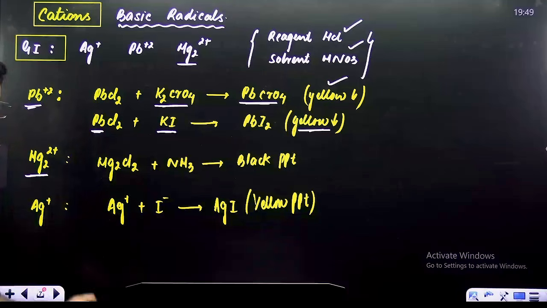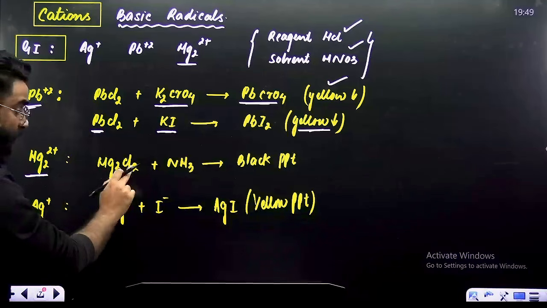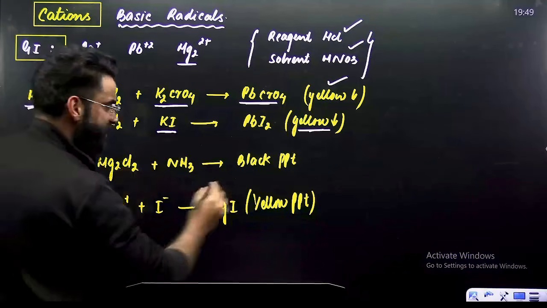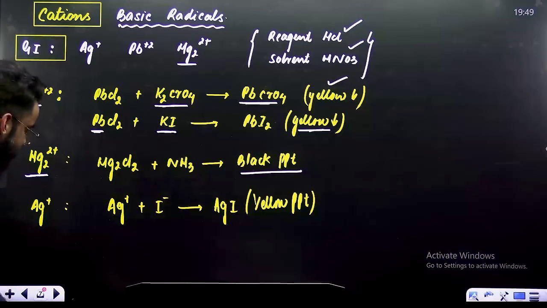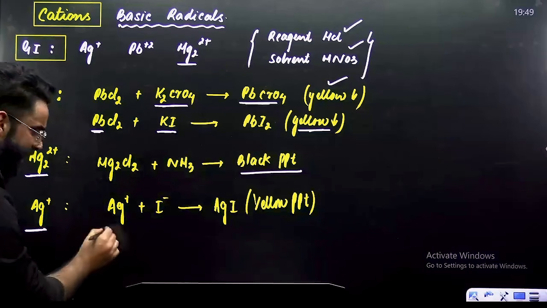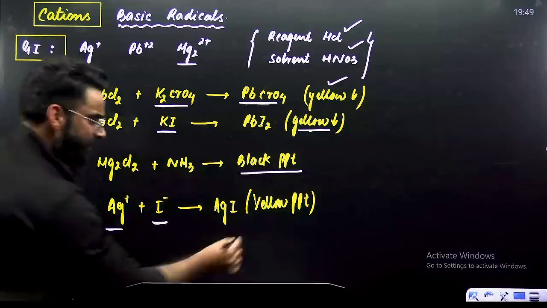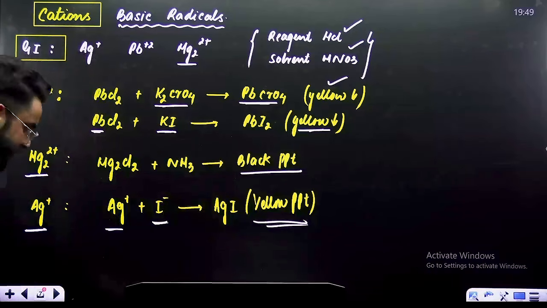Similarly, Hg2 2+, your mercurous ion, Hg2Cl2, mercurous chloride, on reaction with NH3, it forms a black precipitate. Similarly, Ag+ detection. Ag+ on reaction with I-, you get a yellow precipitate in this particular case.